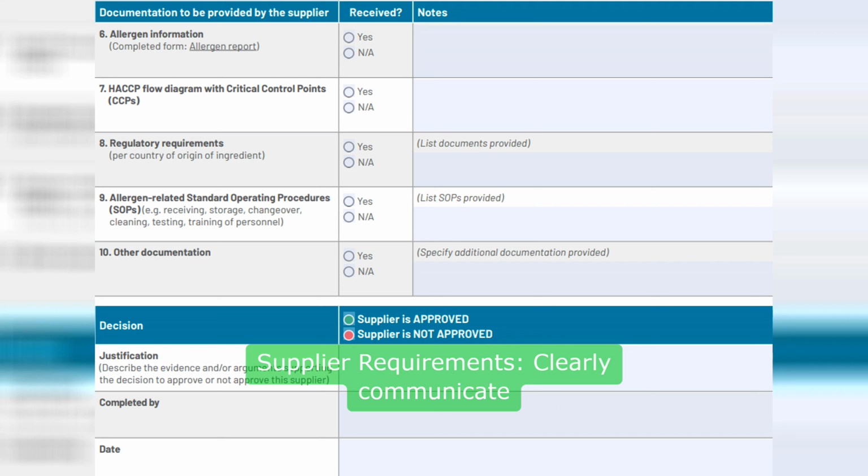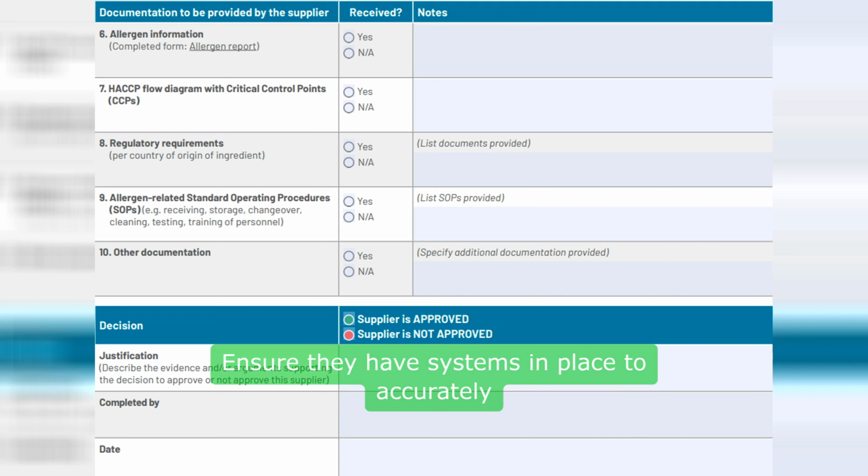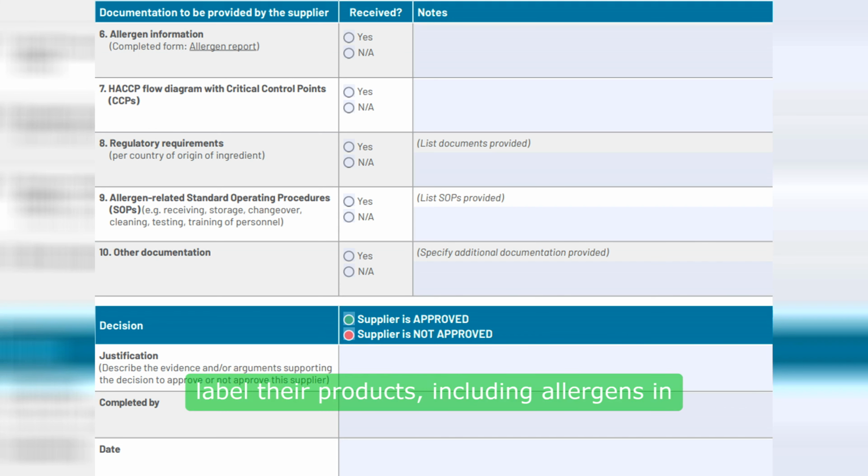Supplier requirements. Clearly communicate your requirements to suppliers. Ensure they have systems in place to accurately label their products, including allergens in all ingredients, even those used in minor amounts, like milk in a spice blend.